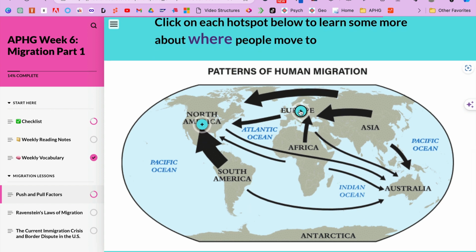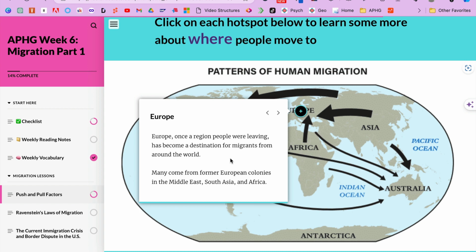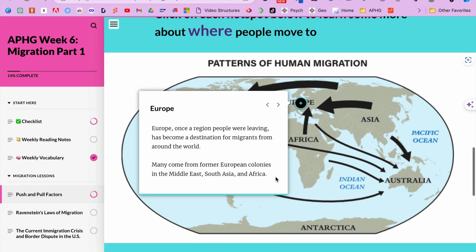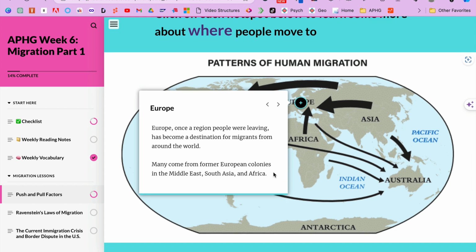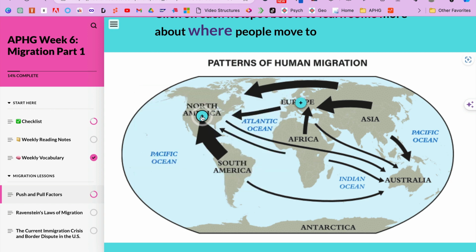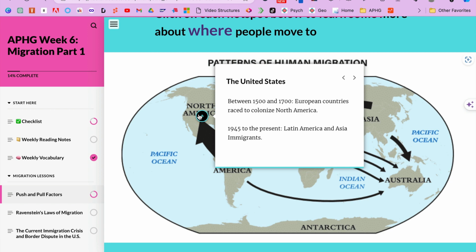And then if we click on this below, we can learn a little bit more about where people move to, patterns of human migration. So, Europe, once a region people were leaving, has become a destination for migrants from around the world. Many come from former European colonies in the Middle East, South Asia, and Africa. North America, specifically the United States: between 1500 and 1700, European countries raced to colonize North America. 1945 to the present, Latin American and Asian immigrants mostly.